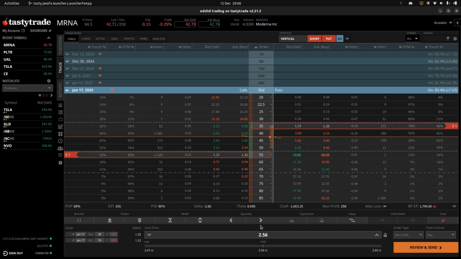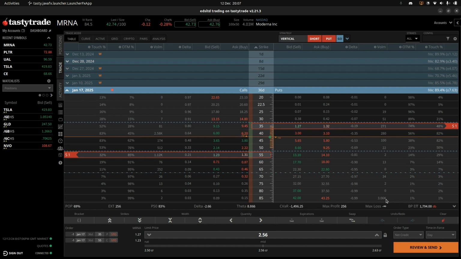$2.56 times a contract multiplier of 100 shares per contract. That's how we get to $256. So we collect that up front. It's non-refundable. No one can take that away from us. And our broker is going to require just under 1.8k in buying power to open this position.